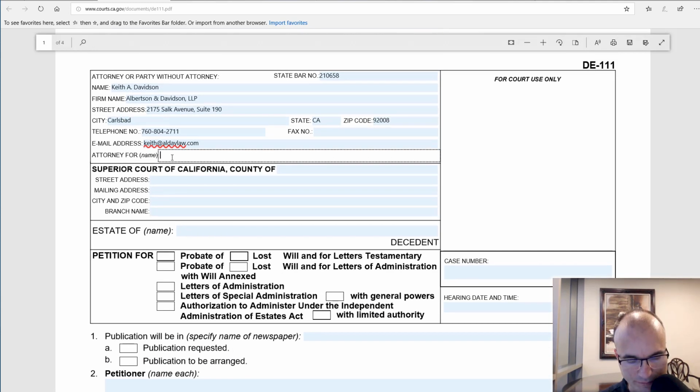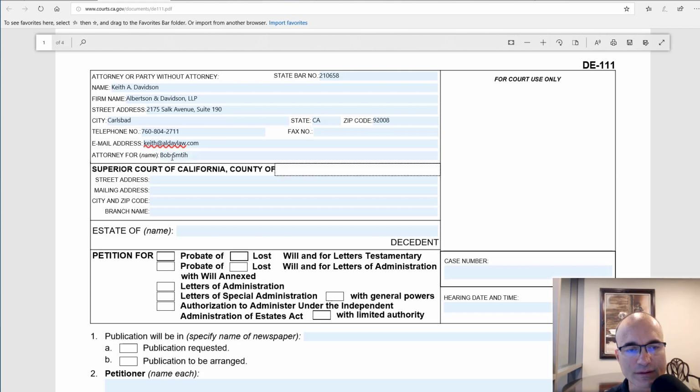And then you're going to put attorney for. If I were doing this on my own, I'm just representing myself, you can type pro per in here. Or you can just type your own name in here. That way the court knows that you're just representing yourself. But since I'm an attorney, I'm going to say that I'm representing Bob Smith in this probate estate.